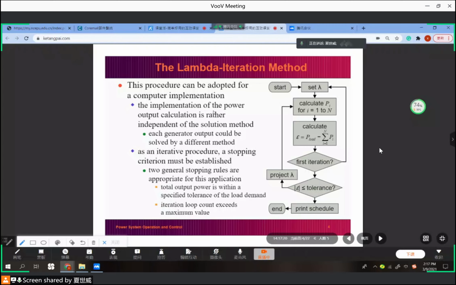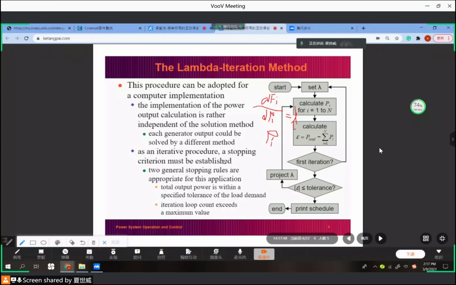First, the implementation of the power output calculation is rather dependent on the solution method. That means when you calculate dFi over dPi equals lambda, because you give a guess value for lambda, when you calculate this equation for Pi, you can use any method to solve Pi.